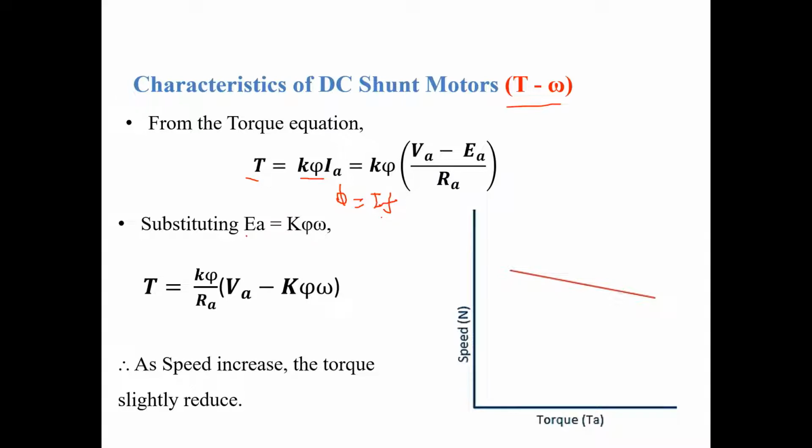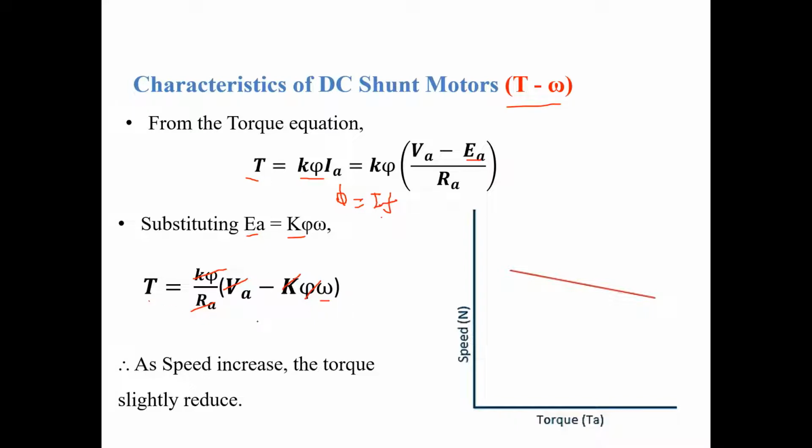Now let's substitute EA equals K flux times speed, that is K flux IF times speed. Therefore, instead of EA, I can replace it in this equation. The torque equation becomes K IF divided by RA, into (VA minus K flux omega). From this, K is constant, I field is constant, RA is constant, VA is constant, and the only variable parameter is speed.